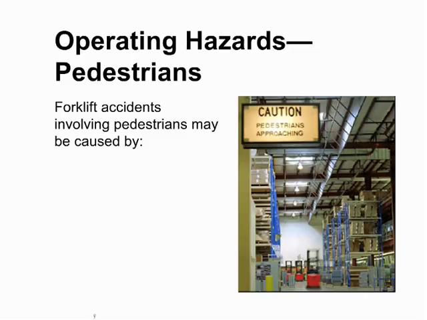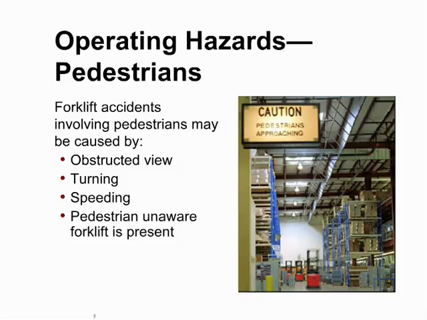Most accidents with forklifts involve pedestrians. The most obvious causes of accidents involving pedestrians are: having an obstructed view, where the operator cannot see the pedestrian because of a load or an obstruction in the path; turning the forklift toward a pedestrian who is in front of or alongside the forklift; speeding so that the forklift can't stop in time to avoid the pedestrian; being unaware of a forklift nearby; and carrying passengers on the forklift. This is forbidden, as is any other kind of horseplay on or near a forklift. Can you think of other examples of hazards involving forklifts and pedestrians?